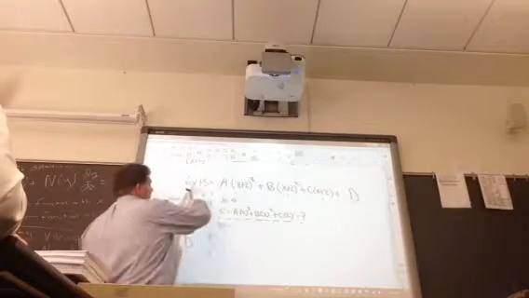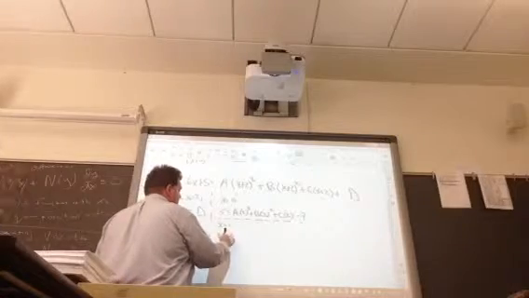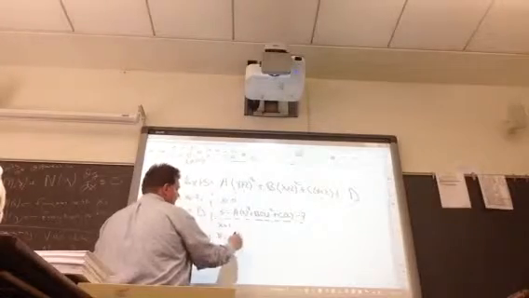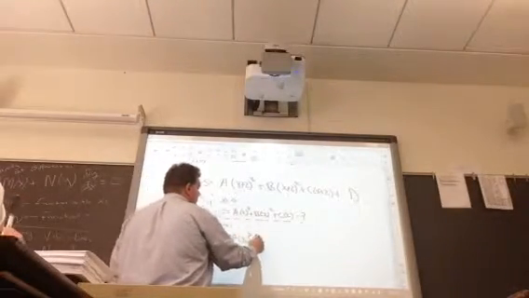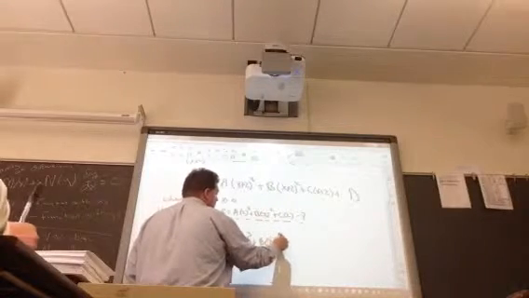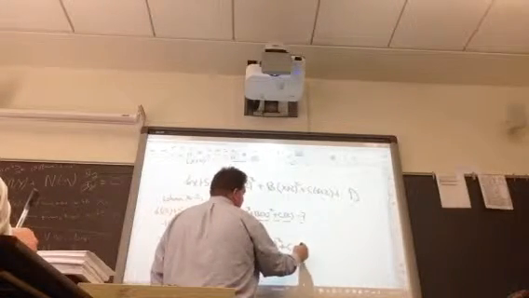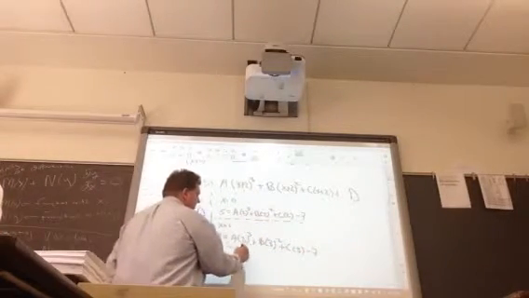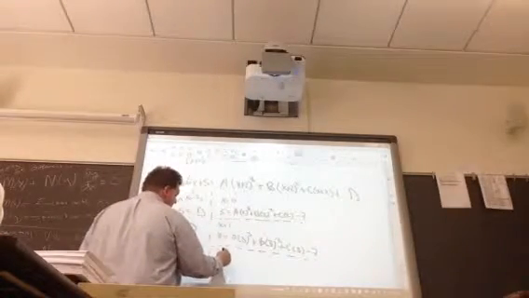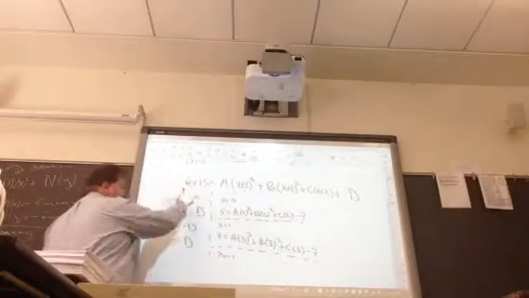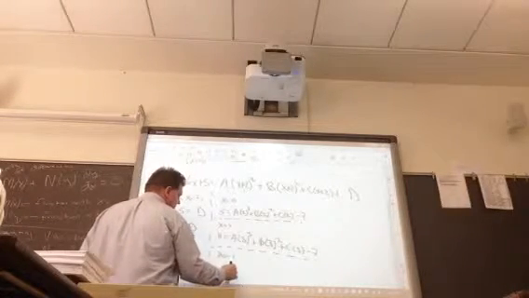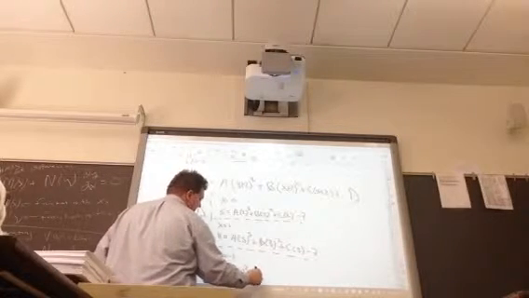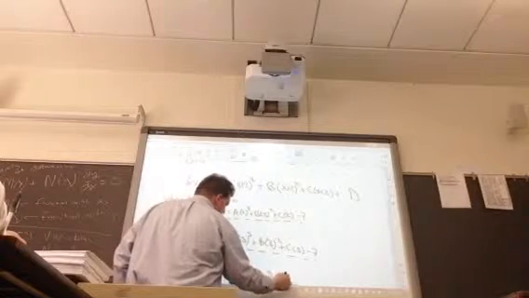When x is equal to 1, I'll have 6 times 1 plus 5, so that's 11, equals a times 1 plus 2 cubed, so it'd be a times 3 cubed, plus b times 3 squared, plus c times 3 minus 7, okay? And then I'll do the same exact thing, but this time with x equals negative 1. And that'll be negative 6 plus 5, which gives me negative 1, equals a times 1 cubed plus b times 1 squared plus c times 1 minus 7.